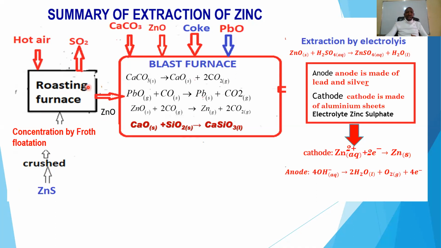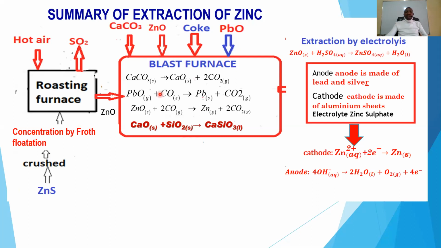From there, we are now left with zinc oxide. We also have lead oxide if it was there, but we are focusing on zinc. So the zinc oxide is now taken to the blast furnace. We mix it with limestone and coke. We also have the lead oxide, which is from the impurities that were there.